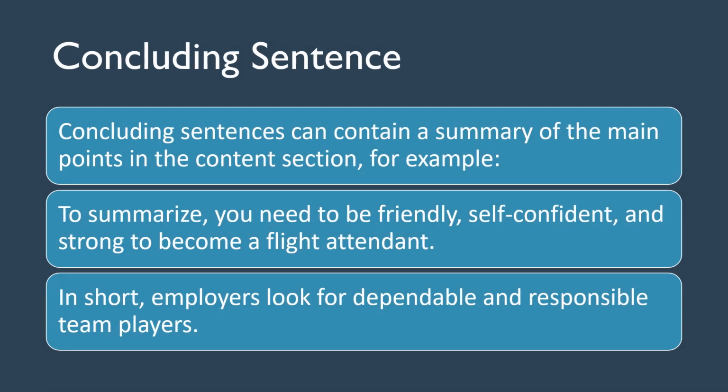Concluding sentence can also contain a summary of the main points in the content section. For example, to summarize, you need to be friendly, self-confident, and strong to become a flight attendant. The second example is, in short, employers look for dependable and responsible team players.